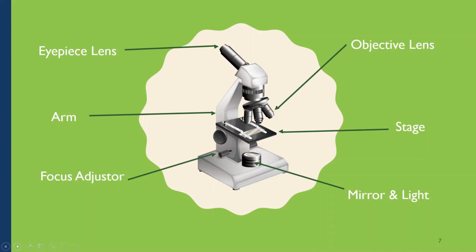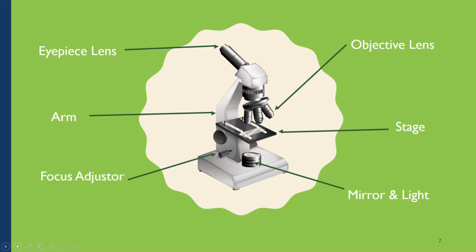So just working around those labels, we have the eyepiece lens at the top, which is the part of the microscope that you would look through to view the cell. We have the arm, which is the part of the microscope that supports the lens. We have the focus adjuster. So we have a coarse focus adjuster and a fine focus adjuster. These are how we focus on our cell and move the stage up and down so that we can really clarify that focus.